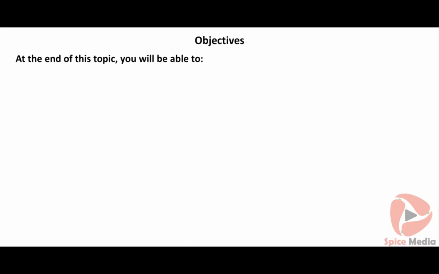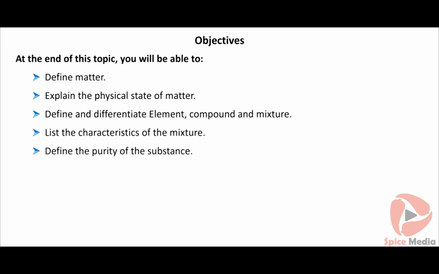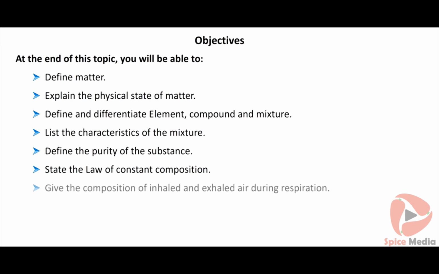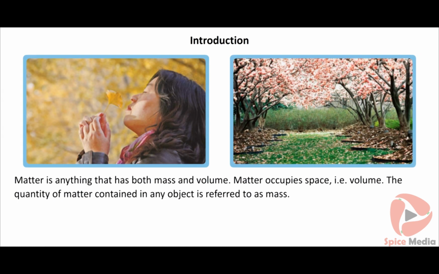At the end of the topic, you will be able to define matter, explain the physical state of matter, define and differentiate element, compound and mixture, list the characteristics of a mixture, define the purity of the substance, state the law of constant composition, give the composition of inhaled and exhaled air during respiration, give the composition of air, differentiate mixture and compound. The entire world around us is made up of matter.